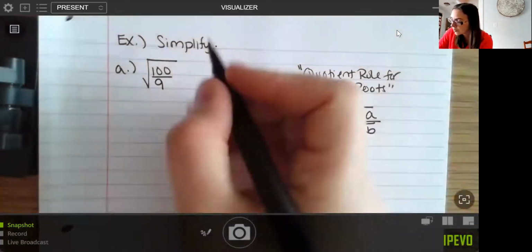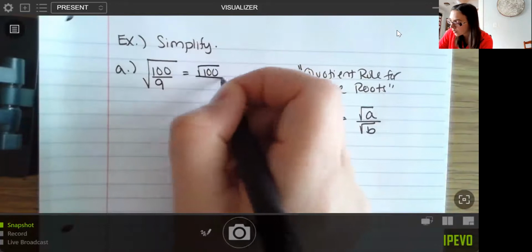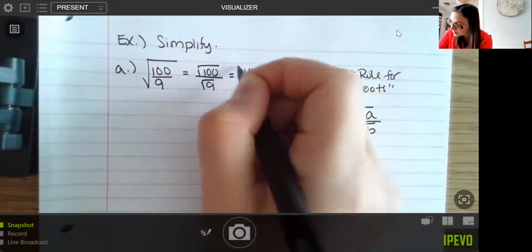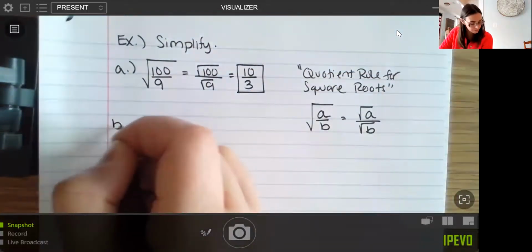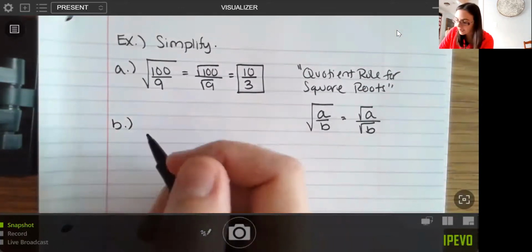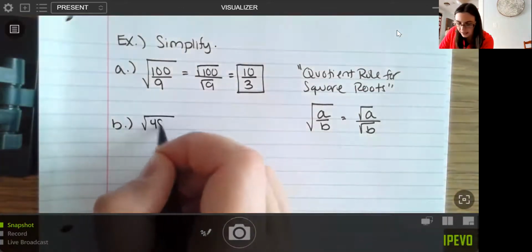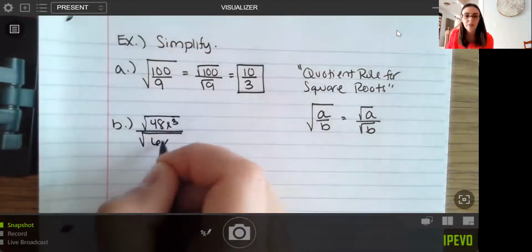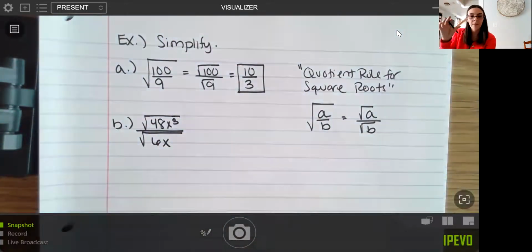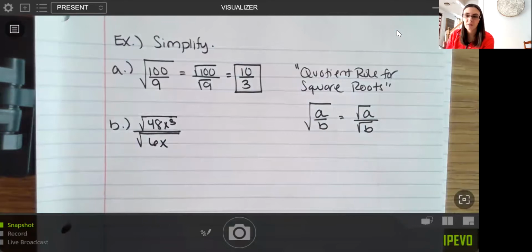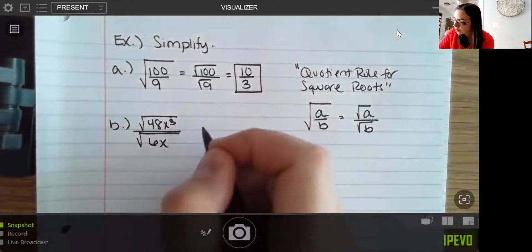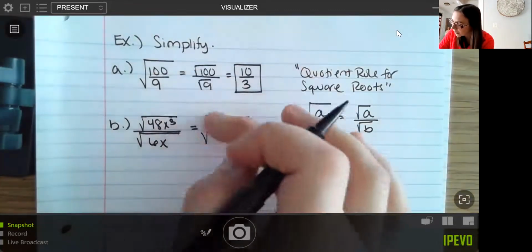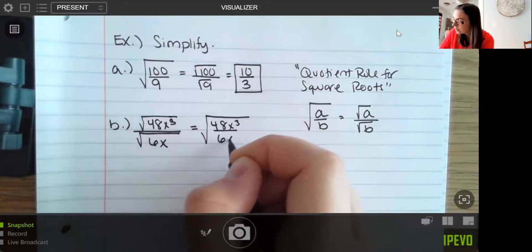So something like this, I can rewrite as the square root of 100 over the square root of 9, and then I can simplify each part separately. So this gives me 10 over 3. Or if I have something like the square root of 48x cubed over the square root of 6x. So here I'm starting with the two square roots separate. And if I look at 48 and 6, I don't really have any perfect squares there. It's kind of messy. So this is a good one to maybe bring back together. So you can go in either direction. You can split them apart or you can bring them back together. So here I'm going to bring it back together.